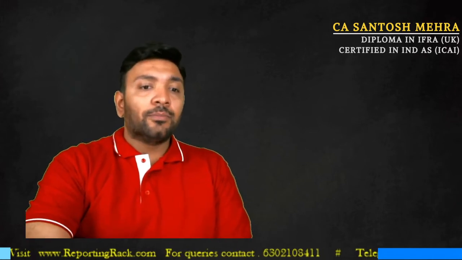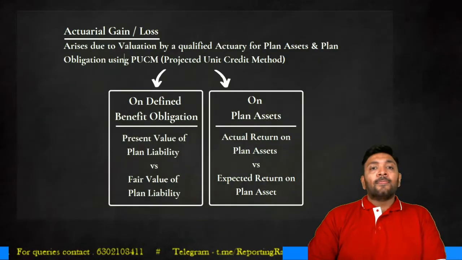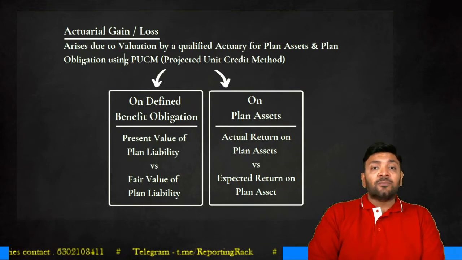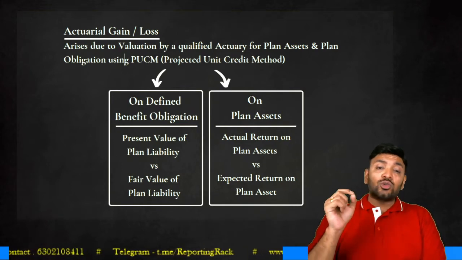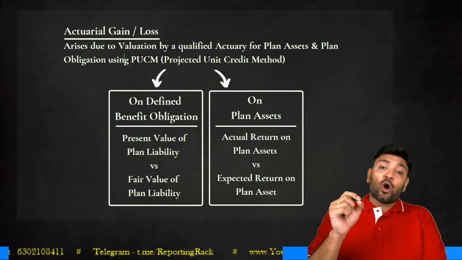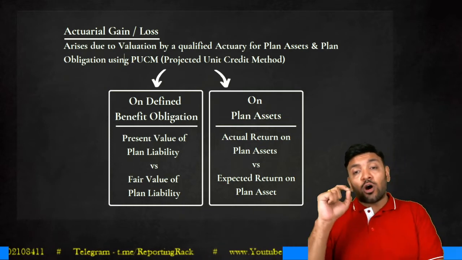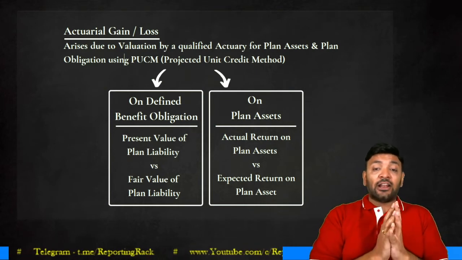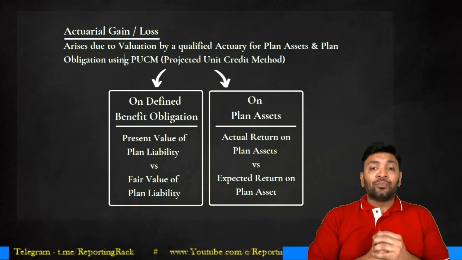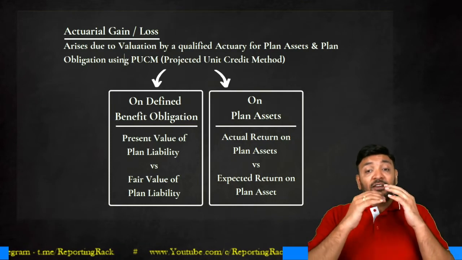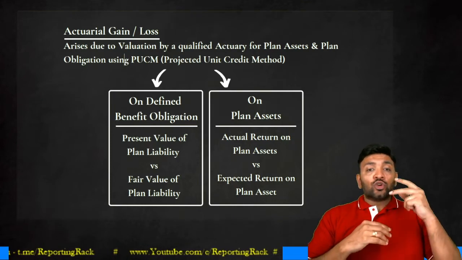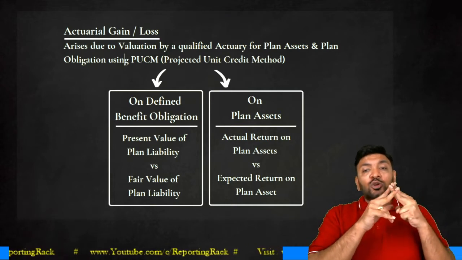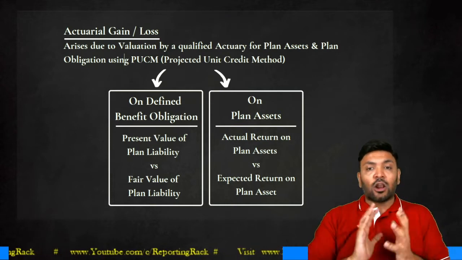Now, there are things which we recognize under actuarial gain or loss. You will have to identify the actuarial gain or loss on the obligation and also on the asset. Now, the obligation and the asset both are fair valued as per your Indian actuary. This fair valuation is different from the management estimate. So, the difference between the fair value and the management estimate has to be identified as actuarial gain or loss.